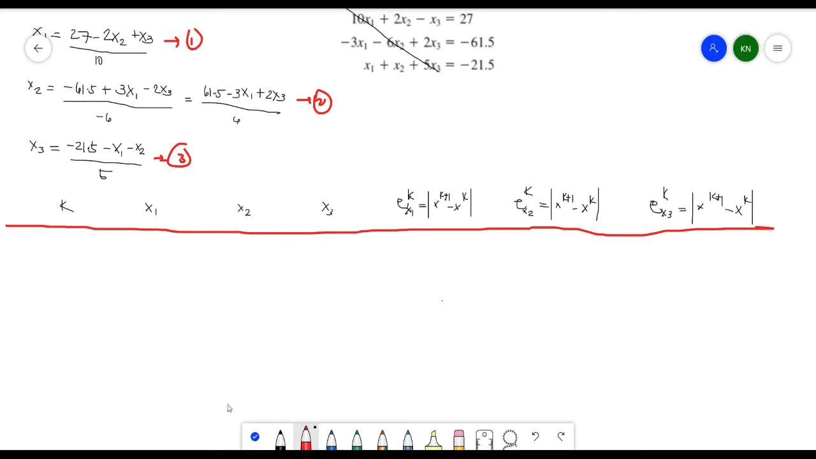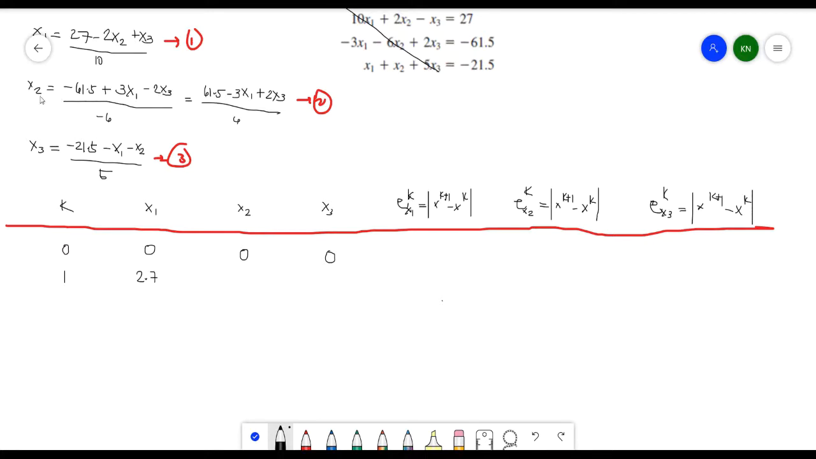Now let's start with the initial iteration, which is 0. We can initialize our x sub 1, x sub 2, and x sub 3 equal to 0, so k is equal to 0. For the first iteration, we will be using the equations that we have here. For x sub 1, we have 27 minus 2 x sub 2 plus x sub 3, and we know that x sub 2 and x sub 3 are equivalent to 0. So you just substitute that into our equation: 27 minus 2 times 0 plus 0, divided by 10. That is equivalent to 2.7.